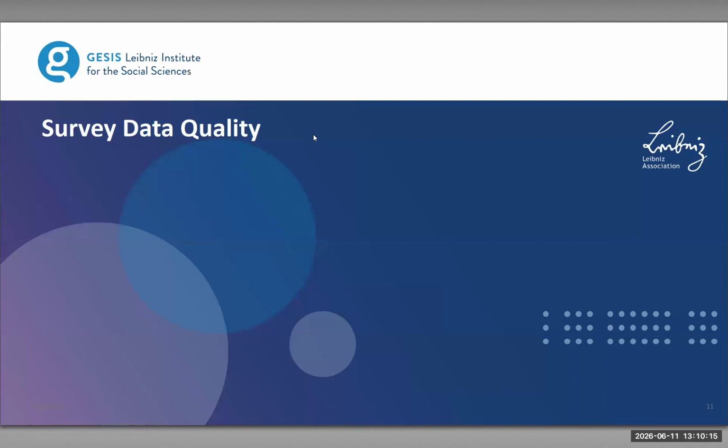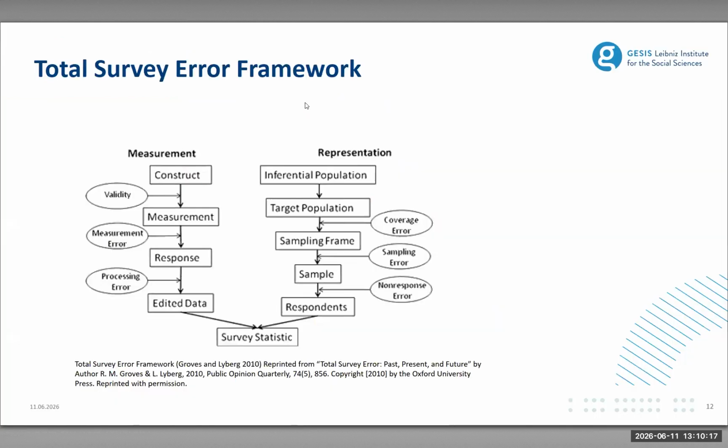So the sampling is an important aspect when we talk about survey data quality. And you can see here the total survey error framework, which you probably are familiar with, which divides the survey process and quality aspects into two arms. We can see the measurement side and the representation side. And this presentation is concerned with the representation side, as the system is more affected by non-probability or probability sampling.